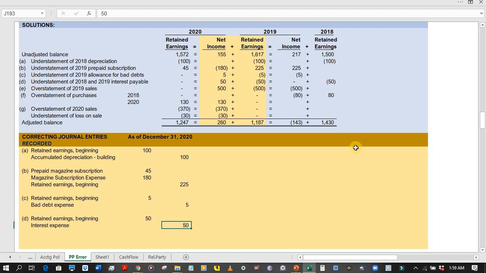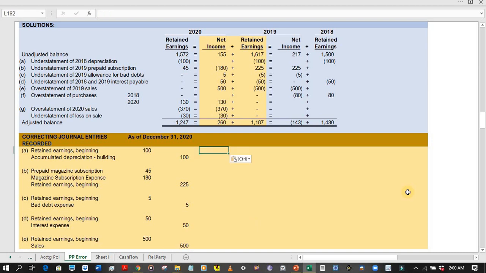Now let us proceed to letter E. Letter E is overstatement of 2019 sales. And looking again into these two columns, this is a decrease in retained earnings for 500, so that will be a debit to retained earnings, and a credit to a nominal account to increase net income for 500 pesos. And what nominal account is related to sales? Of course, that is the sales account. So we are going to debit retained earnings beginning for 500 and credit sales for 500 pesos.